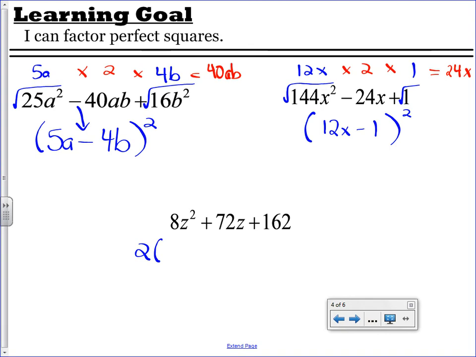When I common factor out that 2, what will be left? Nick? Plus what?